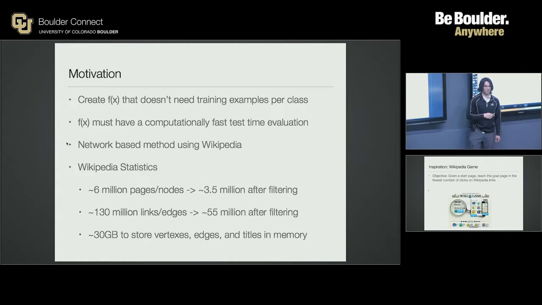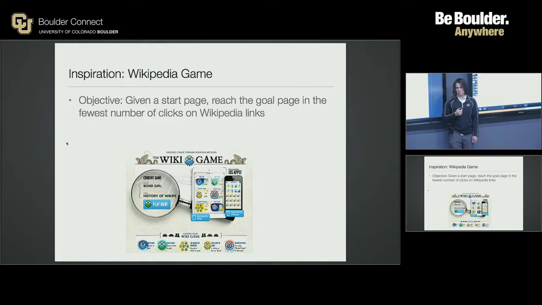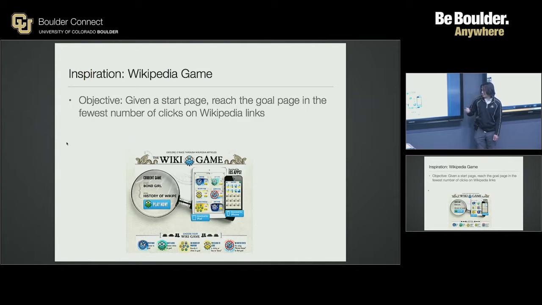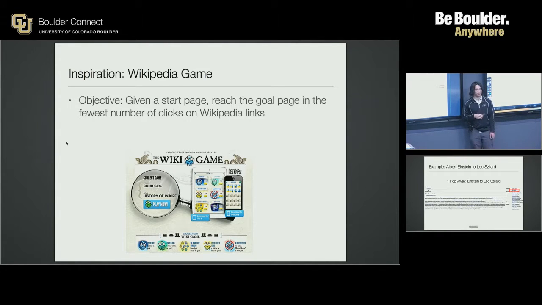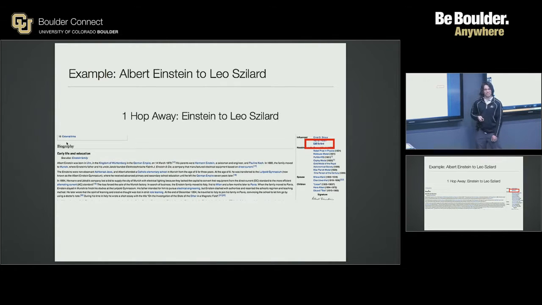Now I'll explain the inspiration for the approach. The inspiration comes from the Wikipedia game. If you haven't played this game, you start at some page, say Bond Girl, and you use the minimum number of clicks to get to the history of Wikipedia. For example, in our question, how many hops away is Einstein from Leo? Well, he's mentioned right in the right part of the page, so it's right there.